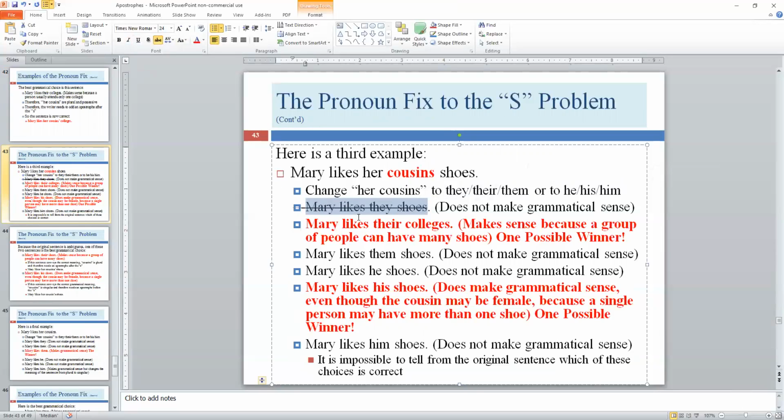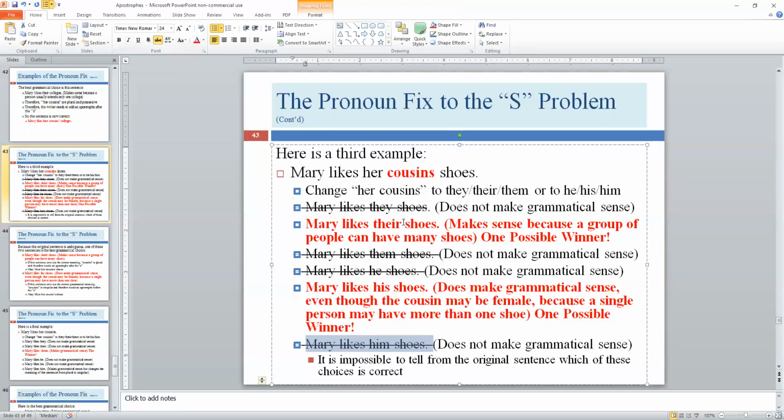Actually, I have a typo here. This should be shoes. Sorry about that. Mary likes their shoes. That sounds pretty good. Mary likes them shoes. No, we're not going to like that one. Mary likes he shoes. No, don't like that one. Mary likes his shoes. This sounds fine. Mary likes him shoes. That doesn't work.